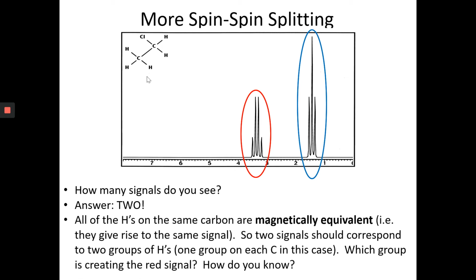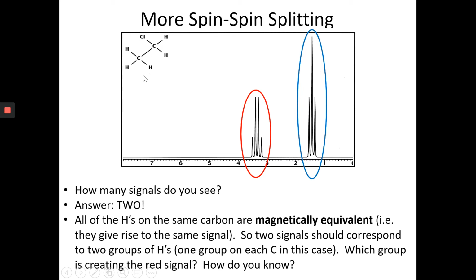All of the hydrogens, and we'll talk about this a little bit more later, on the same carbon are what we call magnetically equivalent. When hydrogens are magnetically equivalent, they give rise to the same signal. So two signals should correspond to two groups of hydrogens, one group on each carbon in that case, right? So if we look up at our structure up here, one group is on that carbon near the chlorine, and there's another group over here, on this carbon further away from the chlorine.